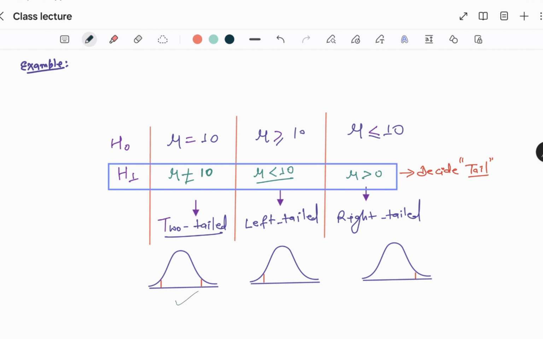In another case, when the null hypothesis is greater than 10 and the alternative hypothesis has the lesser than sign, it will go into the left tail test. In the same case, if it has the greater than sign, it will go into the right tail test.